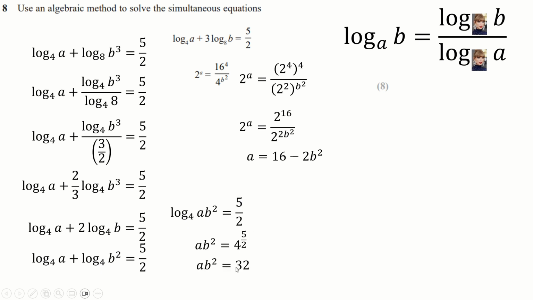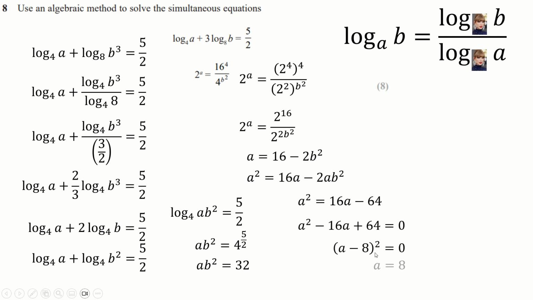And finally, we have 2 nice simultaneous equations to work with. I'm going to times this one by b. No, I'm not. I'm going to times it by a. Because then I notice ab squared just appears here, so this can be replaced with a 32. So we get this equals this minus 64, because you times it by 2. Move everything to one side, factorize a, and a is clearly 8. 32 divided by 8 is 4. b squared is 4, means b is plus or minus 2.